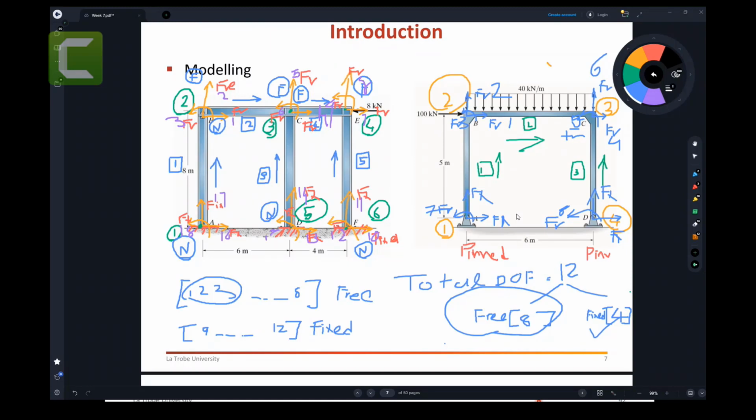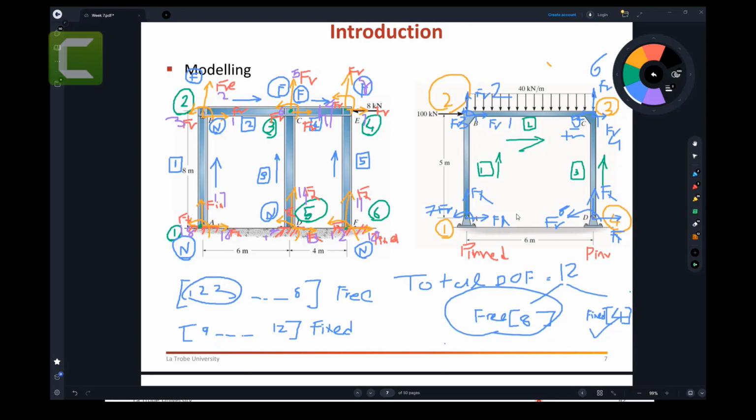The lowest numbers of the degrees of freedom, the rank of the degrees of freedom, go to the free ones, and the remainder is 9 to 12. Now someone will ask, does it matter which numbers within 1 to 8 we put first? No, that does not matter. Within 1 to 8, it does not matter which one you put as 1, which one as 2, which one as 3, and so on.